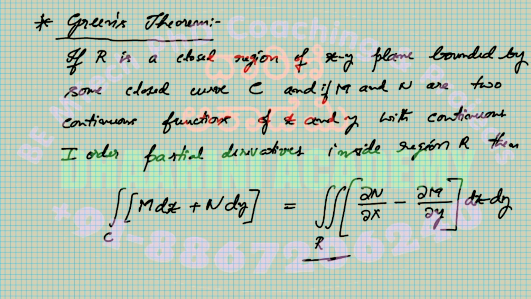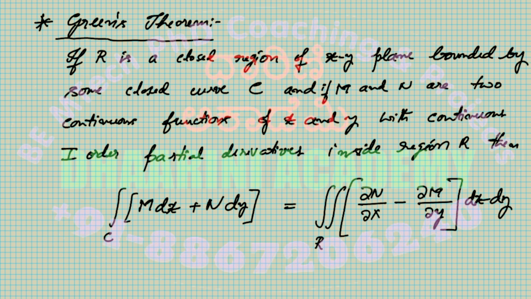Okay, so integration in one dimension, that is C, can be replaced by integration over a double integral or a region, provided you replace the M and N in the following format. Dou N by dou x: the second function, you partially differentiate with respect to x, and the first function M, differentiate with respect to y, and take the difference between them. Then you do the integration with respect to x and y. Okay, right. So this is the statement.